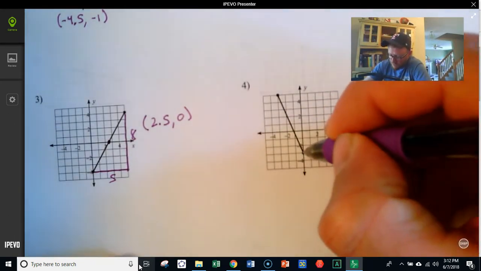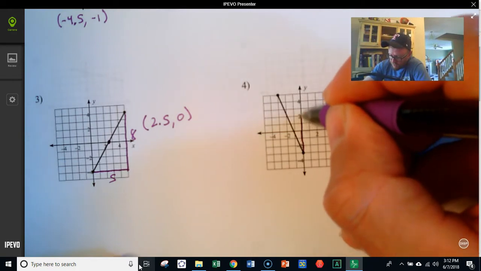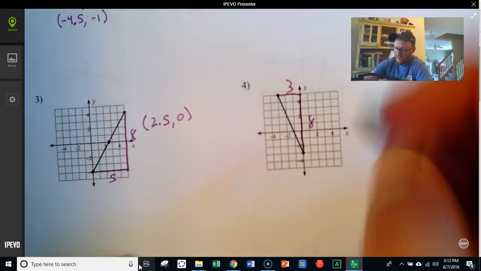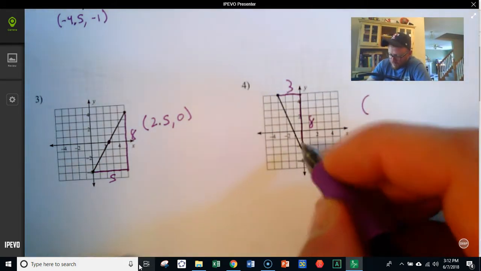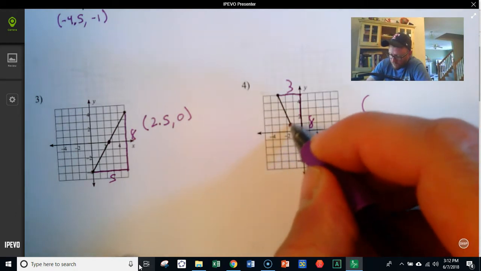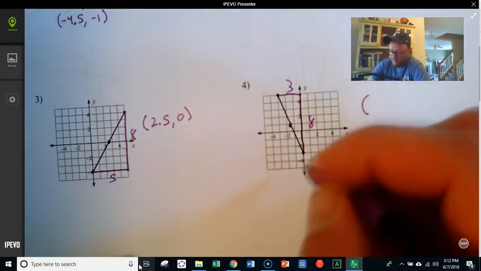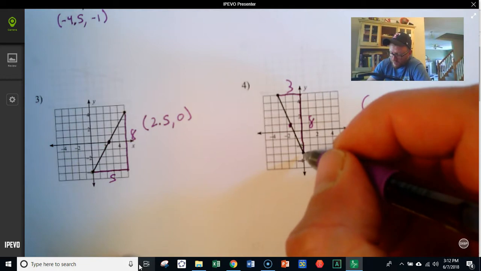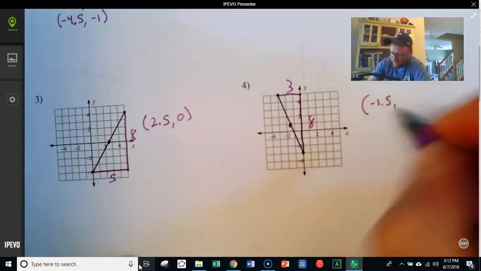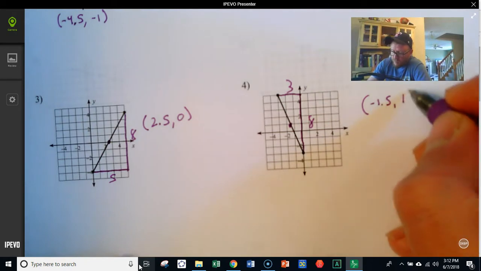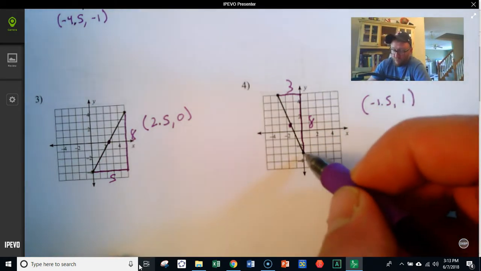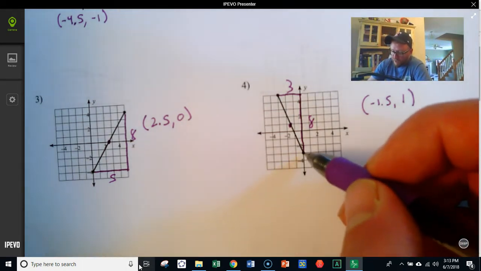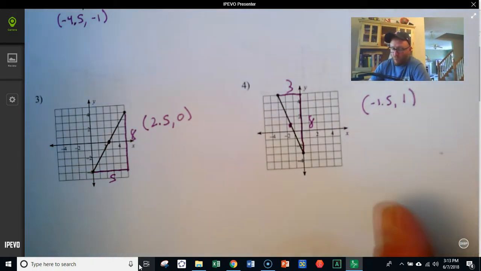Here, we're 1, 2, 3, 4, 5, 6, 7, 8 and 1, 2, 3. 3 and 8. So our midpoint will be 4 up and 1.5 over. So our x-coordinate will be -1.5, and our y-coordinate will be 1. I knew it's -1.5 because it started at 0 and I went back a space and a half. And we started at -3. We just count up 4 spaces, and that's 1.